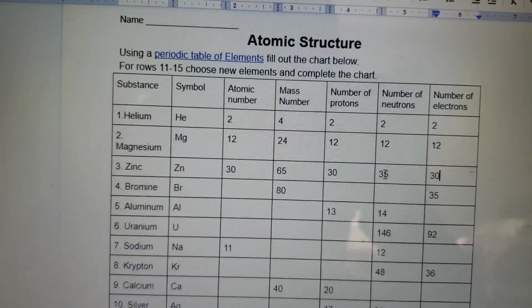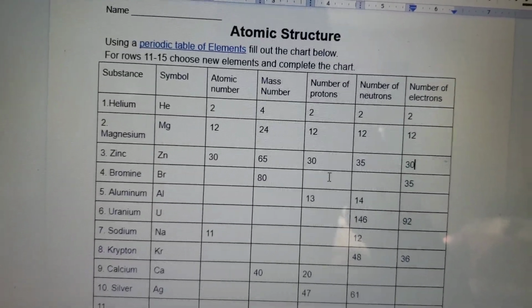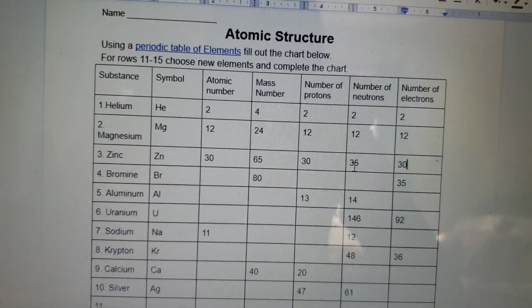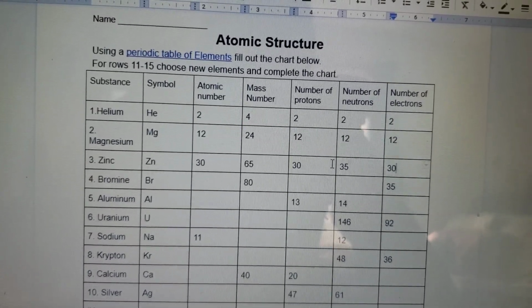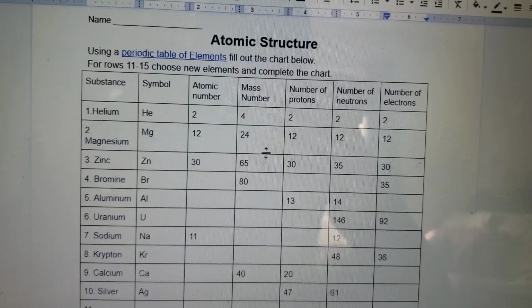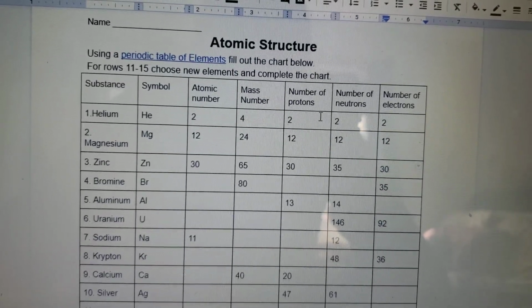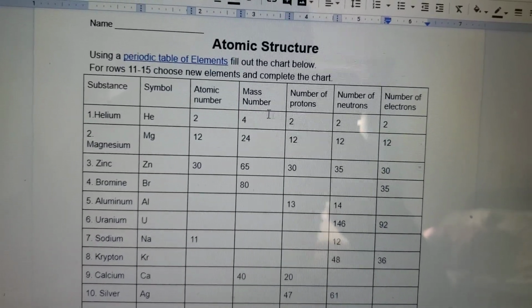That's the one thing I've been seeing people make mistakes on: making sure your protons and your neutrons add up to our mass number. So protons plus neutrons equals mass number.